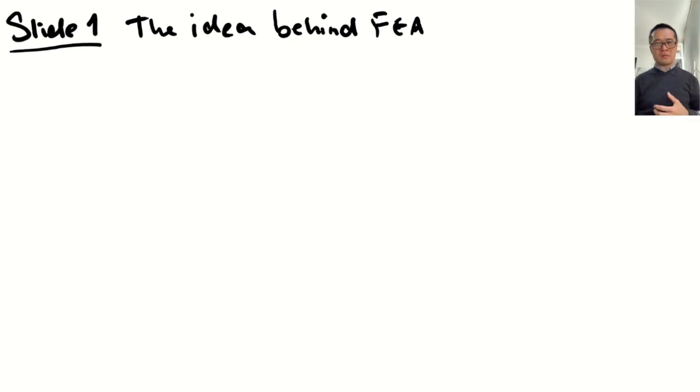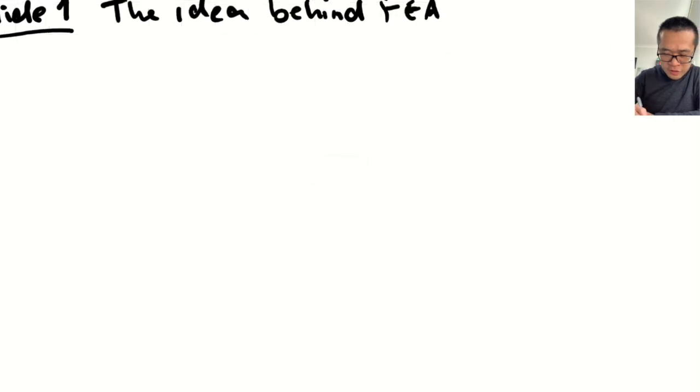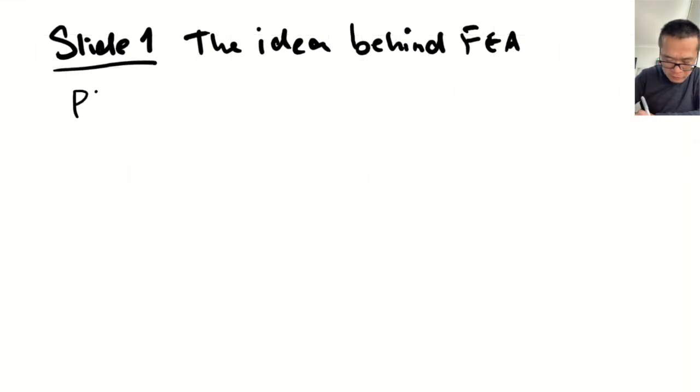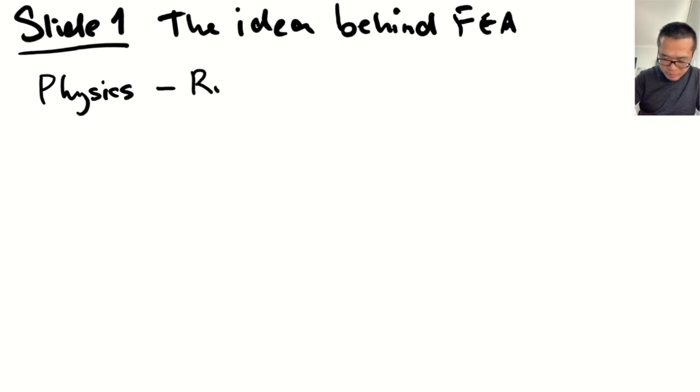Now let's look at some basic idea why we need finite element analysis. This is basically an in-depth explanation of the first slide. If you look at your first year physics or your high school physics, the problem that we typically do in first year physics are what we call rigid body problems. Now let me give you an example.